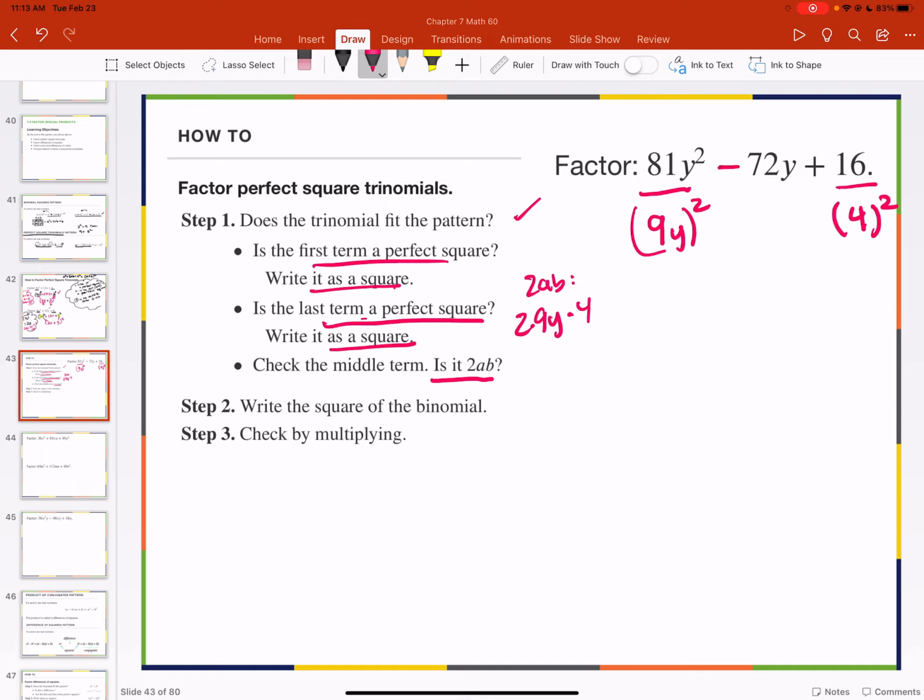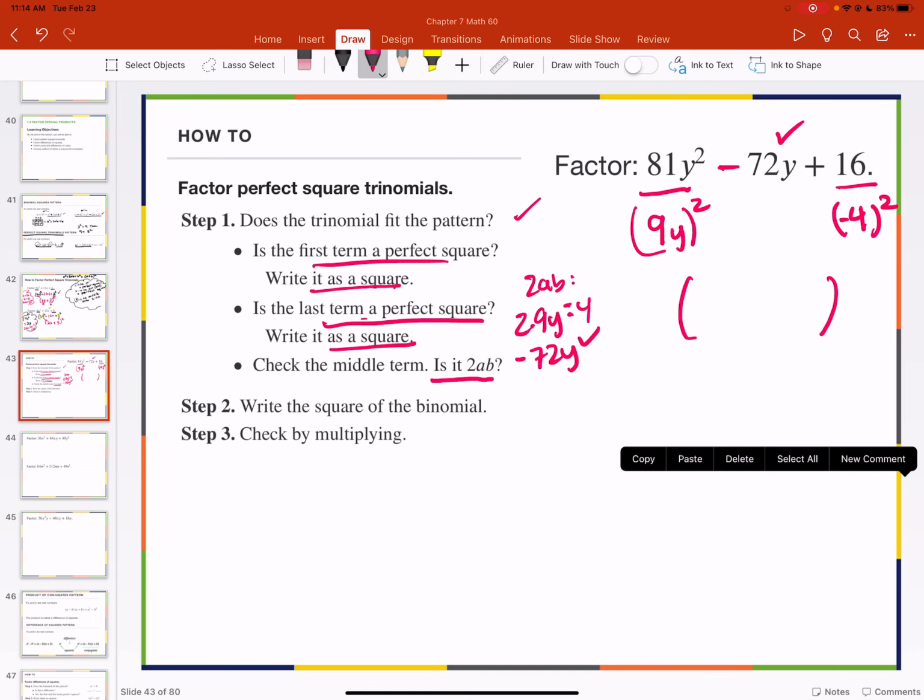Another thing is, if this is minus, this has to be minus 4, because minus 4 squared is 16, and then the product has to be negative, okay? So 2 times 9y times negative 4 becomes negative 72y. Oh wait, that's exactly this. Okay, fine, so this checks. So you don't even have to write it again. You could just go from here and say, this is going to be 9y minus 4 squared. And that's it.